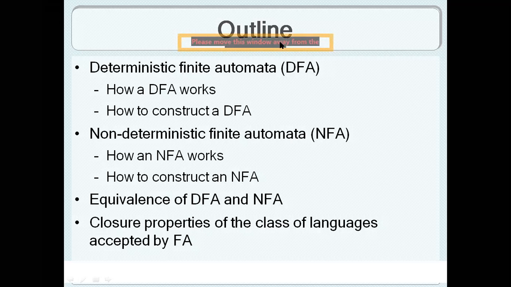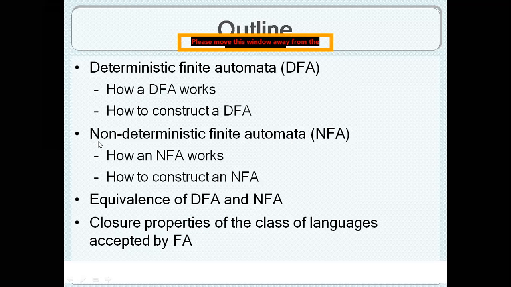What is computation? The process of finding a solution to a problem for the given inputs is called the computation. So that is the automata and computation. In this computation we have some different components, finite state machines and DND. This is the outline we are going to discuss: deterministic finite automata, how DFA works and how to construct a DFA.